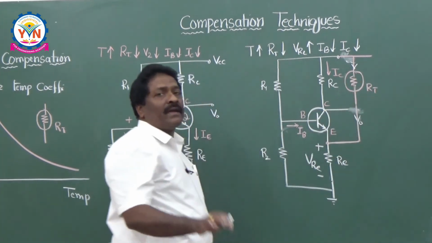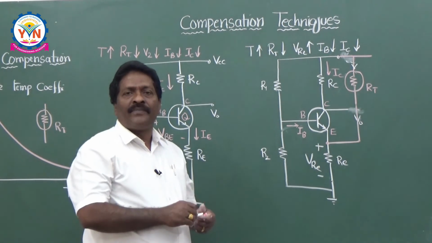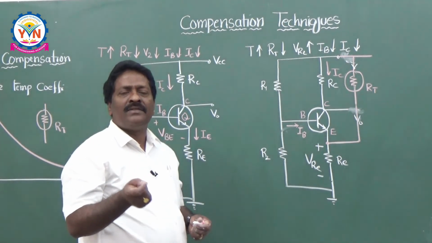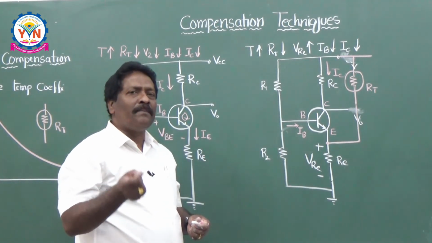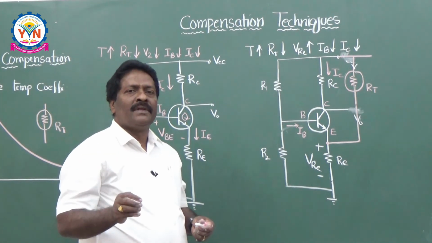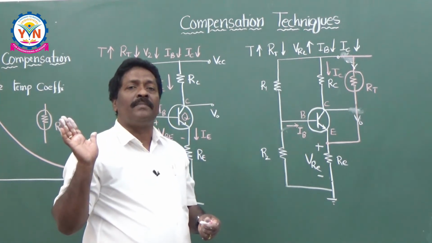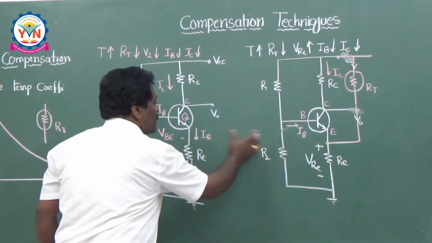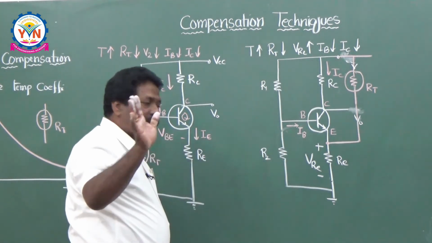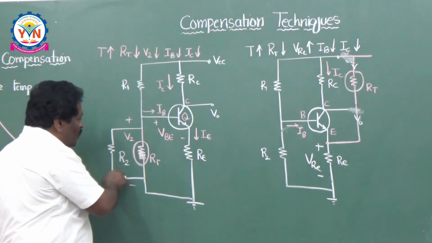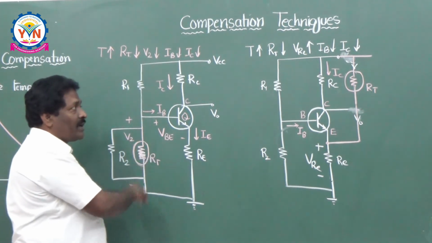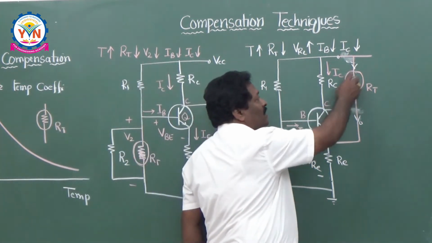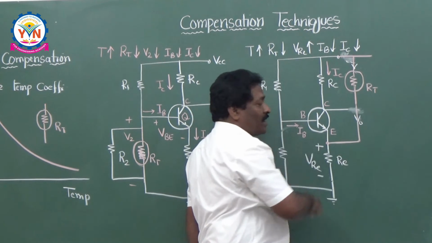So finally, I can conclude, my dear friends, the thermistor is a device which has a negative temperature coefficient of resistance. That property we are using very simply in this voltage divider biasing circuit. The first location is across R2, where you can put the thermistor, or otherwise you can put your thermistor across RC and connect it to the emitter like this.